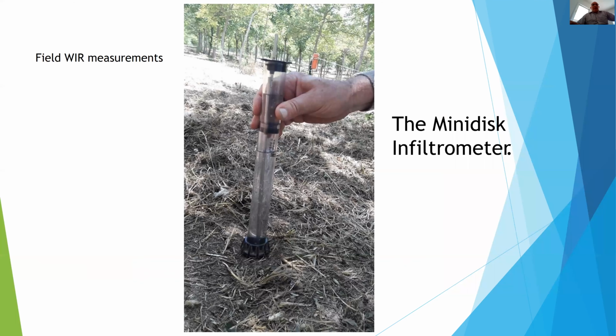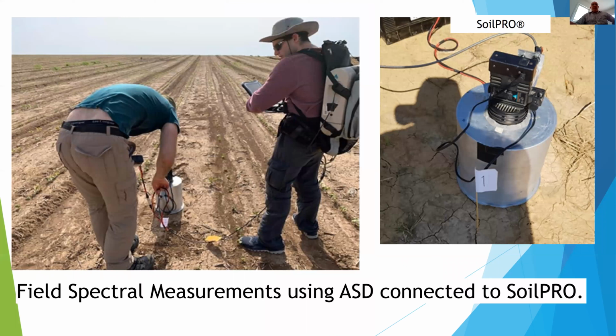So in the field, we measured the infiltration rate with the mini disc infiltrometer, and we also measured the spectral information using the Soil Pro device, which is a small apparatus that is connected to the ASD.